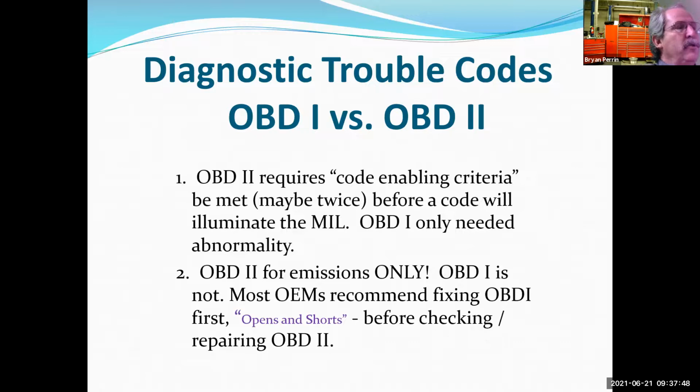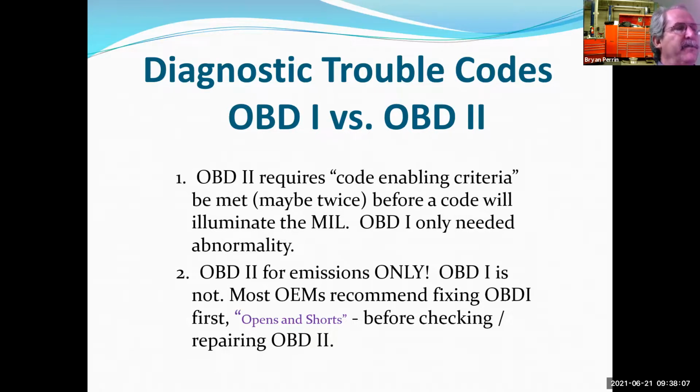So OBD2 is emissions only, OBD1 is not. With OBD2, remember, we're only allowed to turn that check engine light on if our federal test procedure limits are being exceeded by 1.5 times. OBD1 was not.